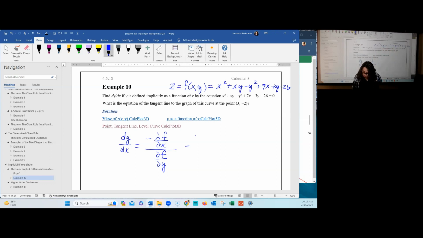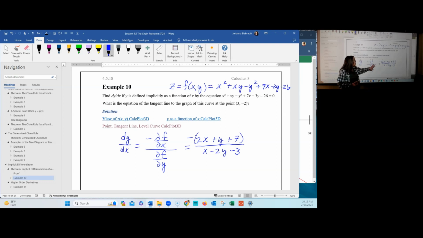So the partial with respect to x would be 2x, and remember, we're taking the opposite, plus y plus 7. Once we have that, then we want to divide by the partial derivative with respect to y, which would be x minus 2y minus 3. This gives us a formula for the derivative of the function where y is defined in terms of x. In other words, the hyperbola.